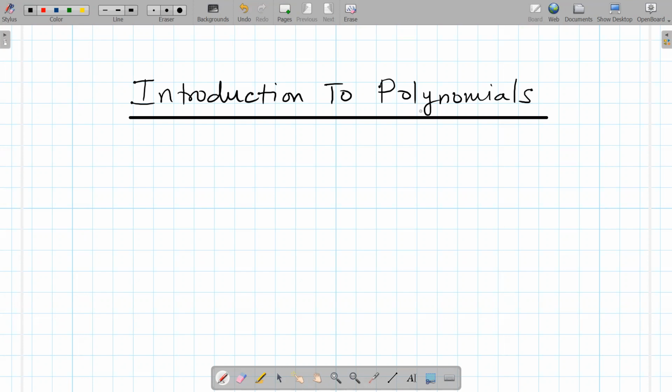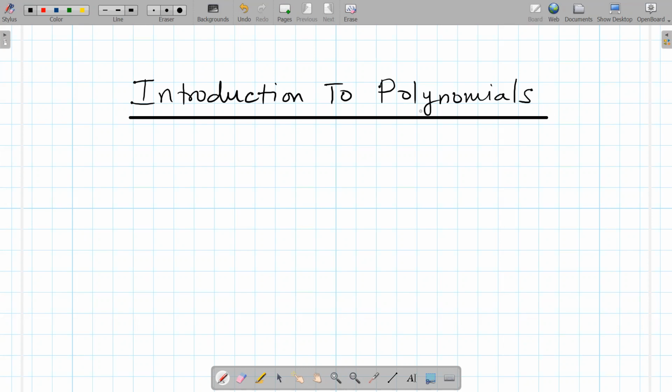We want to look at introduction to polynomials. Mind you that a polynomial could be given in any form, as in any variable. It could be given in terms of x. It could be given in terms of y. What is given to you is what you use. But a polynomial basically is a finite sum of terms, a finite sum of terms.